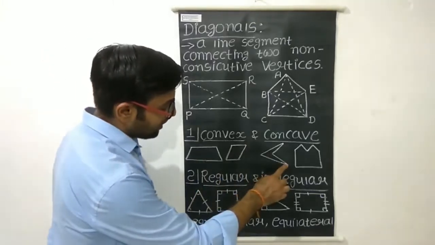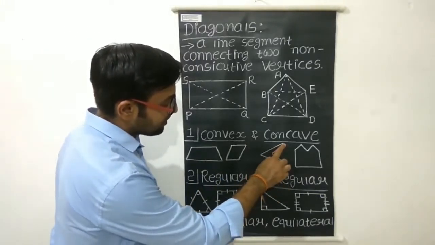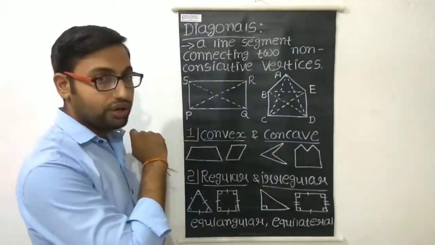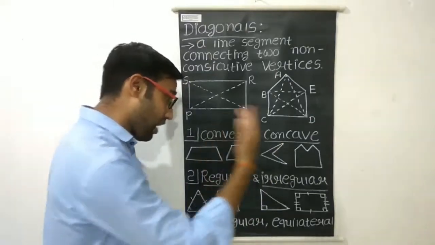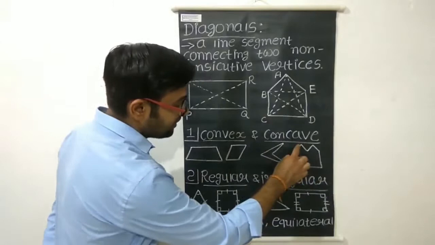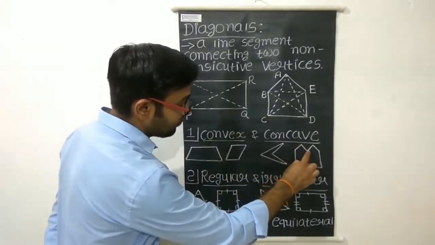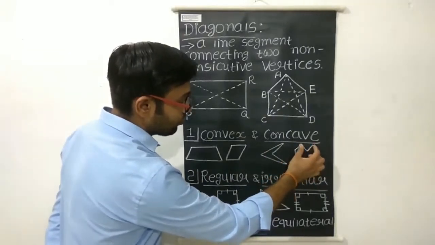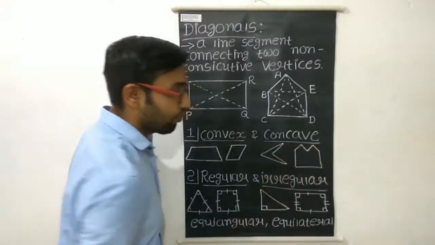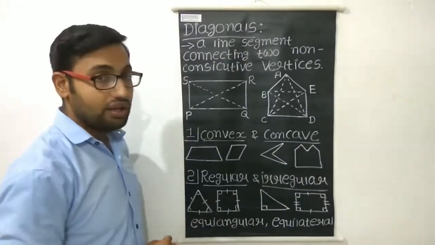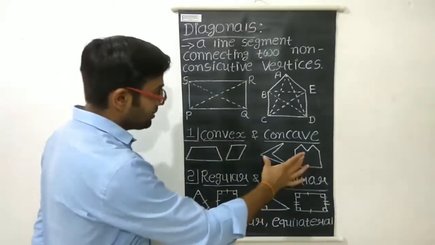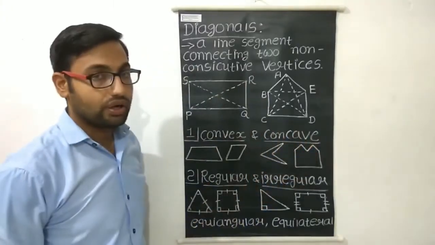See, this is one vertex. If we skip this, we can select this, and by joining these 2, we get a diagonal according to the definition, but this diagonal remains outside the shape. In the same way here also, if we select this shape, then by skipping this vertex, we get this. So this and this vertex are non-consecutive vertices. By joining these 2 points, we get a diagonal, but this diagonal again remains outside the shape. That is why these 2 shapes are called concave.